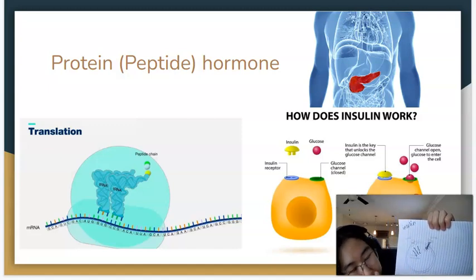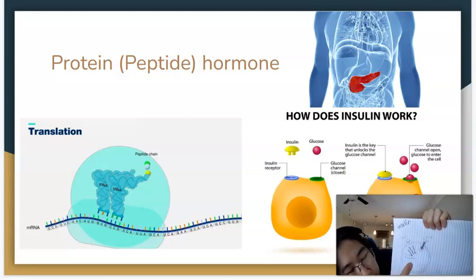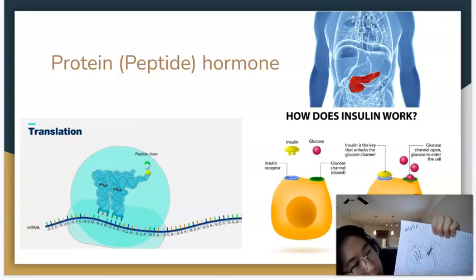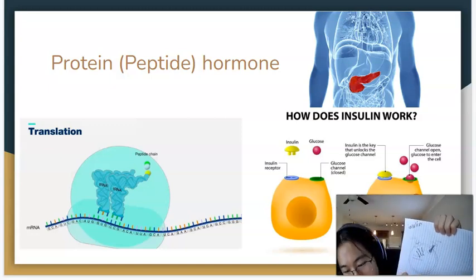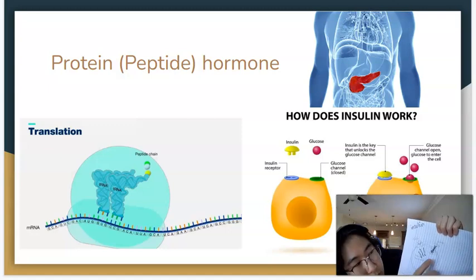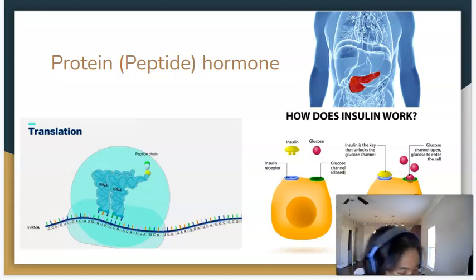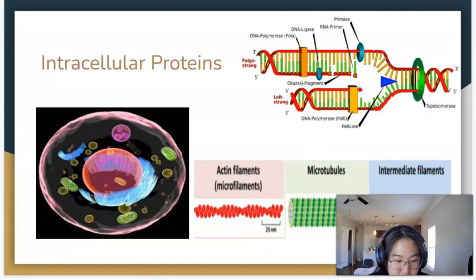And when this occurs, it will allow secondary messengers to release, which are cAMP, Ca2+, or nitric oxide, to help boost cell activation. And when this occurs, we allow glucose to come into the cell as well, and it will be utilized as energy, or it can be converted into glycogen in the liver, where it can be stored as energy when needed. So lastly, we'll be looking at intracellular proteins.